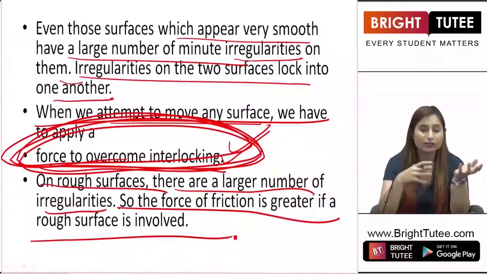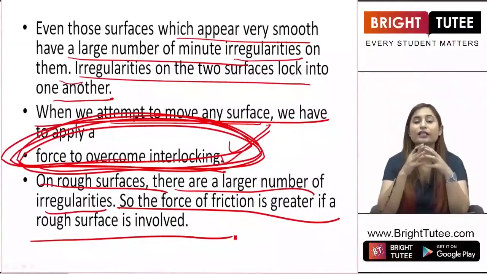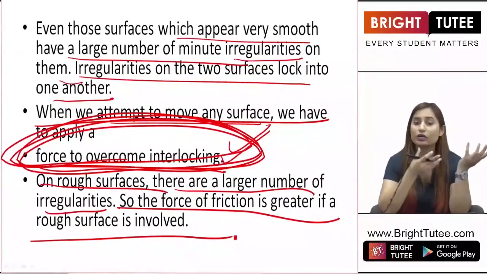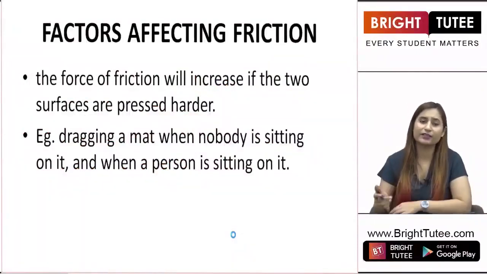If you move in a forest which is full of grass, there also will be a good friction because of the irregularities present on the ground. While walking on the road, you do not experience that much friction because it is smoother as compared to the forest or the sand. Right, students? So, what are the factors affecting friction?